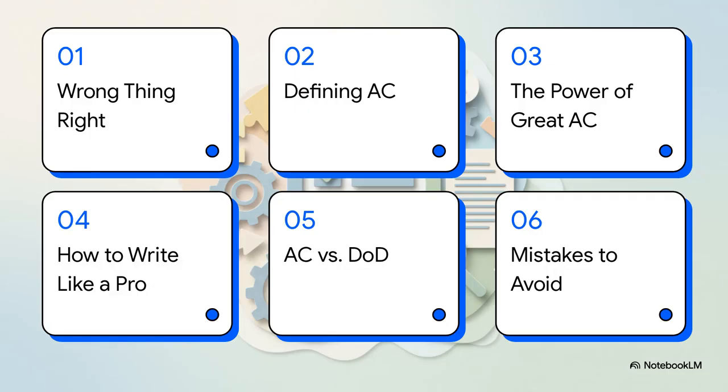So here's our game plan. We're going to kick things off by talking about a super common problem. Then we'll define exactly what acceptance criteria are and why they are so darn powerful. We'll get into the nitty-gritty of how to write them like a total pro, clear up a classic point of confusion, and wrap up with the big mistakes you definitely want to avoid.